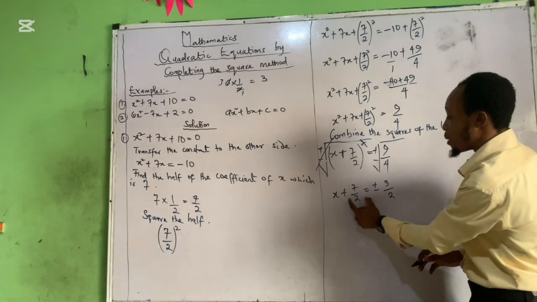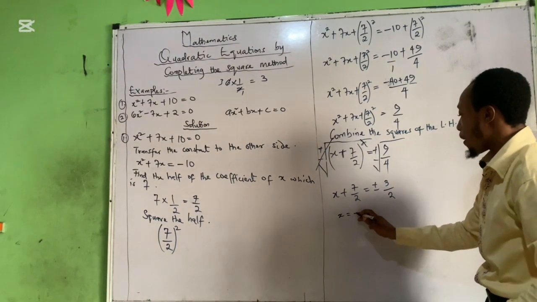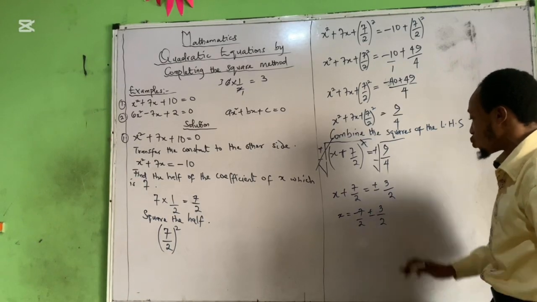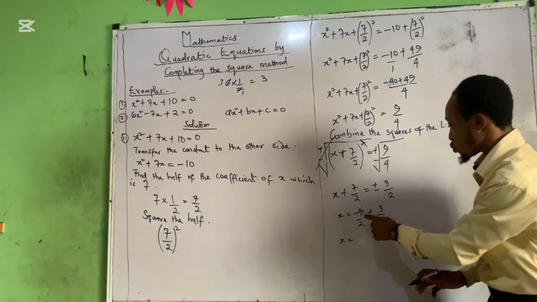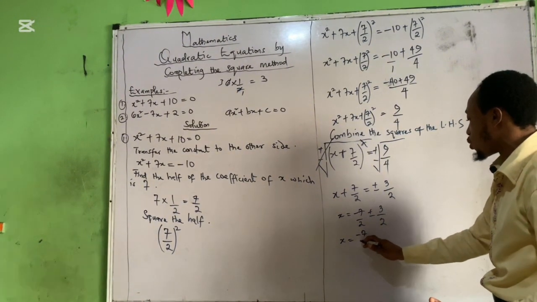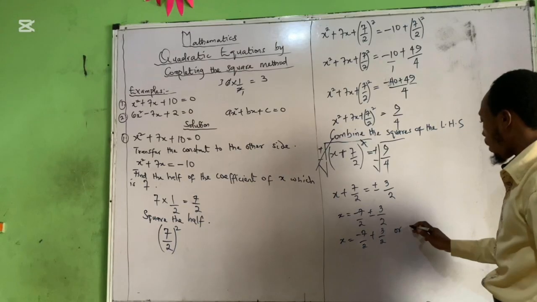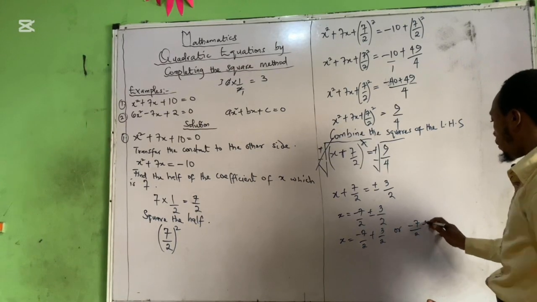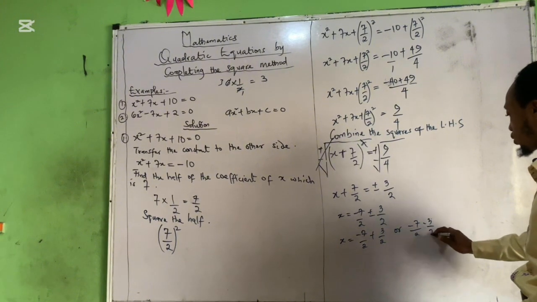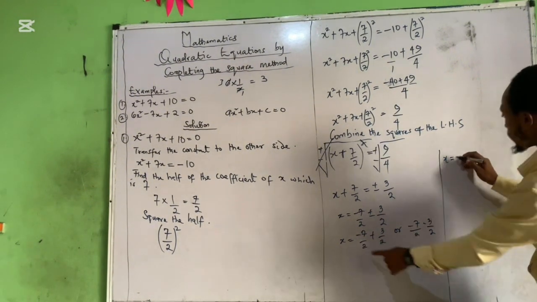Now you can collect like x, bring 7 over 2 plus 7 over 2 to the other side. It will be x equals minus 7 over 2 plus or minus 3 over 2, and so x will be equal to, now you can split it. Remember in your quadratic formula we split it, so minus 7 over 2 plus 3 over 2 or minus 7 over 2 minus 3 over 2.